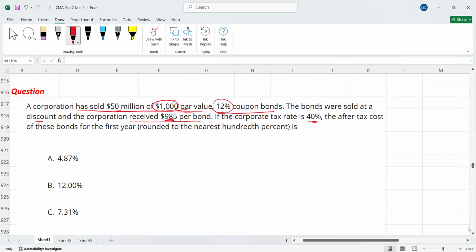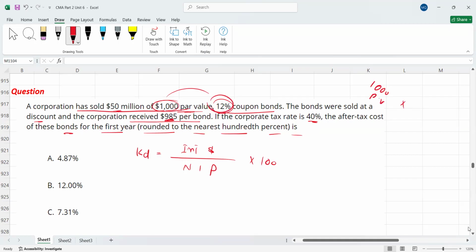The corporation tax rate is 40%. Okay, that's great. After tax cost of these bonds for the first year, rounded to the nearest 100th of a percent, is... So you have to calculate cost of debt. How would you calculate, guys? I told you, if you have information to calculate interest, then you should use the proper formula. For the cost of debt, you will take interest dollars divided by net issue proceeds times 100. So interest dollar, how would you calculate? We have $1,000 as the par value, and coupon rate is 12%. So we'll multiply with the 12%, which is the coupon rate. This will give you interest dollar. So that is going to give you how much?